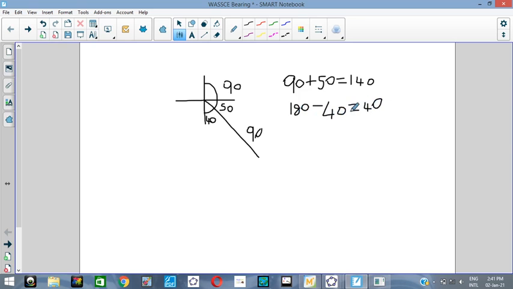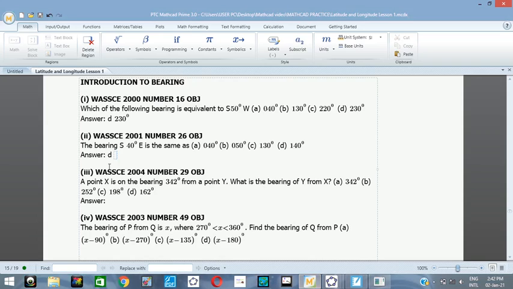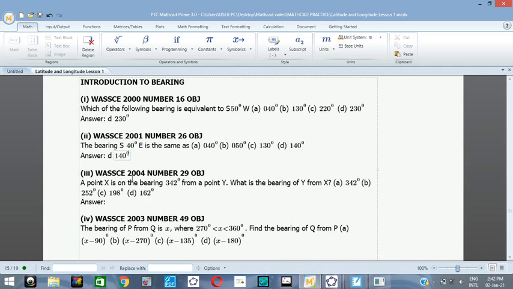That's 18 minus 4 is 14, sorry. 18 minus 4 is 14, then 0. So that is it. So take note of this. So that is the answer to these two questions. So this second one, the answer is also D, and that is 140 degrees. So take note of that.